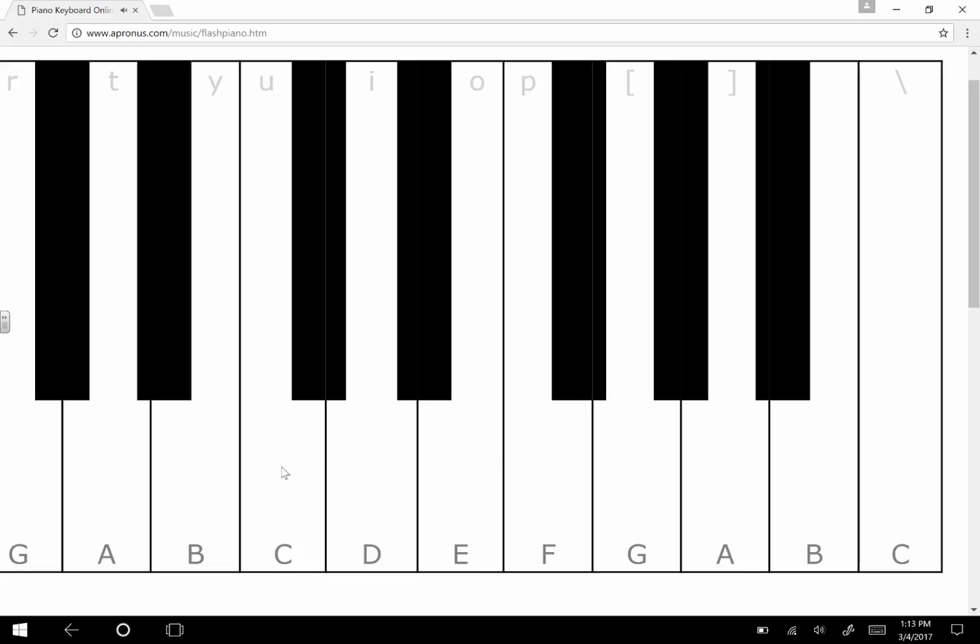Let's start out with a fourth and go C to F. That's a fourth and it's perfect. Let's invert it. Now it's a perfect fifth.